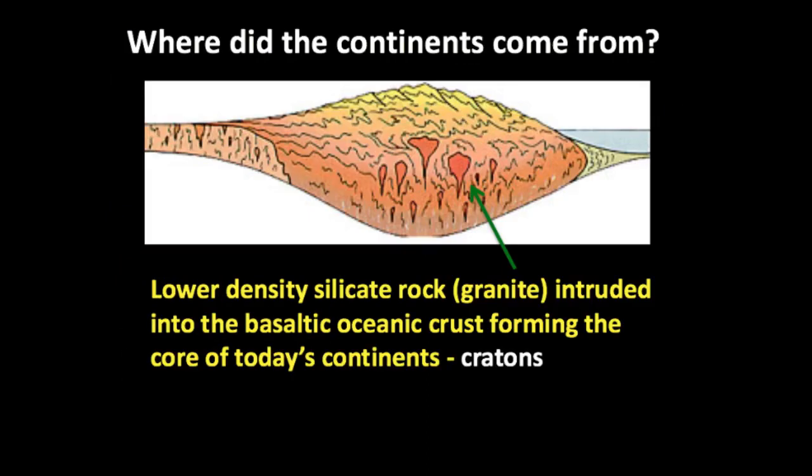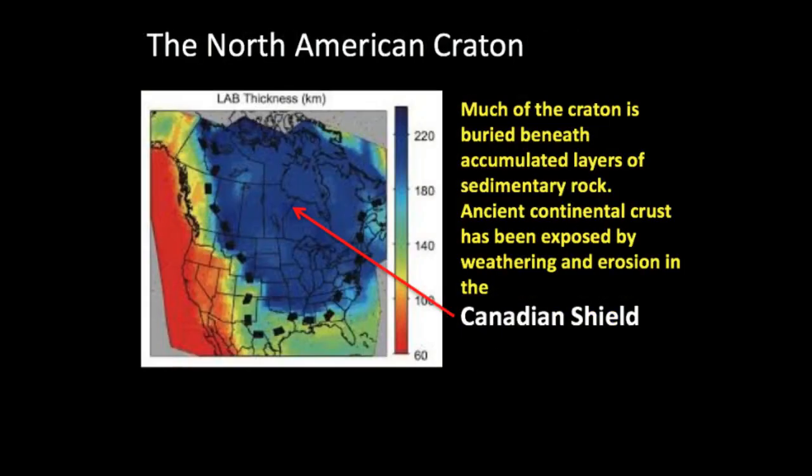The early basaltic crust was altered when granite intruded from below and formed cratons. Cratons are the ancient cores of today's continents. Being made of granite, they are lower in density than the ocean crust, allowing them to form continents that are above sea level. In North America, the craton is exposed at the surface in the Canadian Shield.